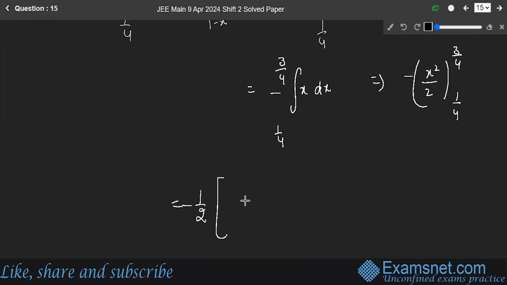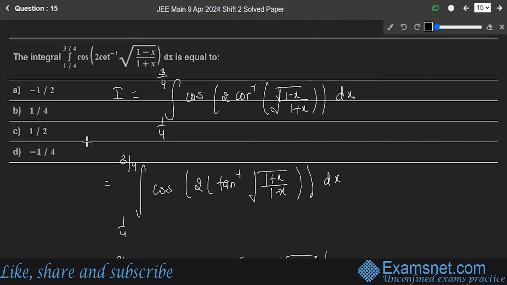minus 1 by 2 outside. This is 9 by 16 minus 1 by 16. That is minus 1 by 2, 8 upon 16. Or the answer to the question is minus 1 by 4. So this is it. D option, correct answer. Hope you understood that. Let's move to the next question.